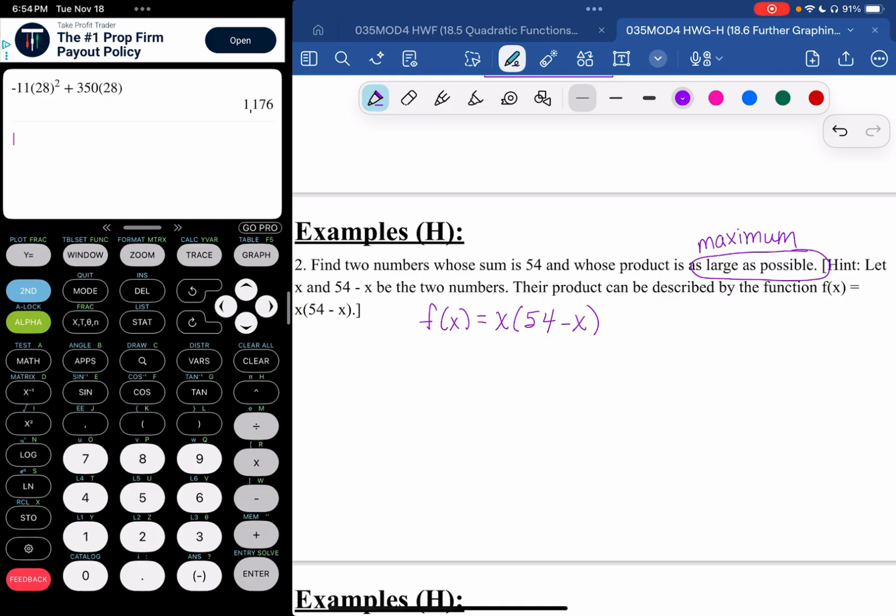So if we graph this, go to y equals, and let's graph this, x times 54 minus x. And let's look at it. It's hard to see, right? So we could zoom out. So if you press zoom 3 and then enter. Yeah. Zoom 3. Okay. You might have to do it a couple of times.